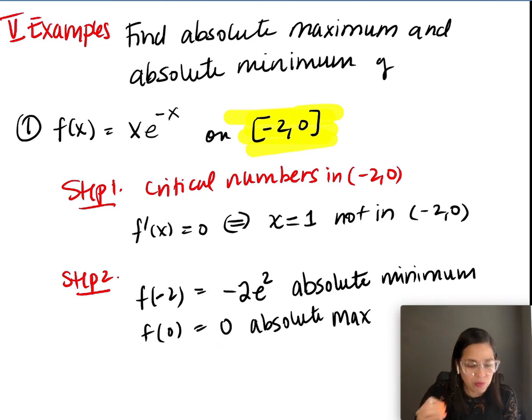You have to keep in mind we're looking for absolute maximum, absolute minimum in some given interval. I'm not claiming that this is the absolute maximum, absolute minimum of the function in the real numbers. I am restricting this to -2, 0.